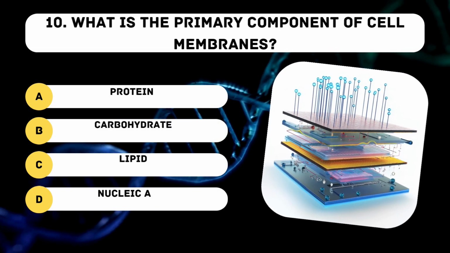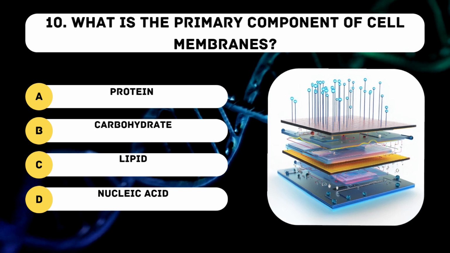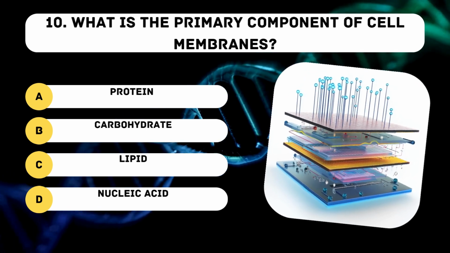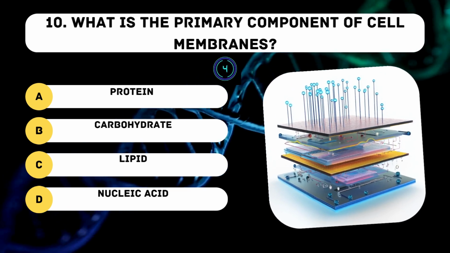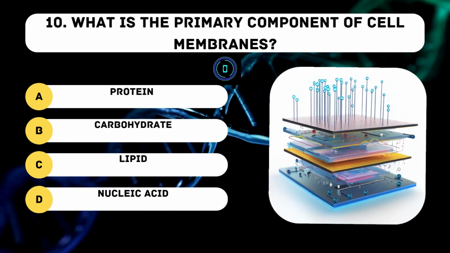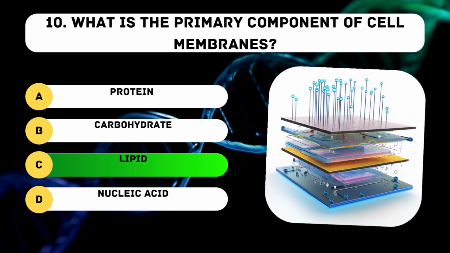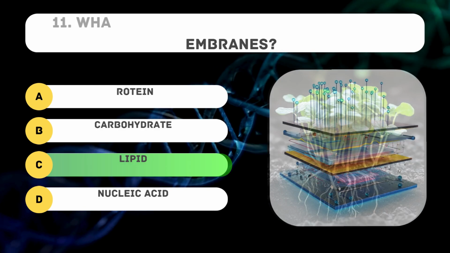10. What is the primary component of cell membranes? A. Protein. B. Carbohydrate. C. Lipid. Or D. Nucleic acid? The answer is C. Lipids. Lipids, phospholipids, form the bilayer structure of cell membranes.